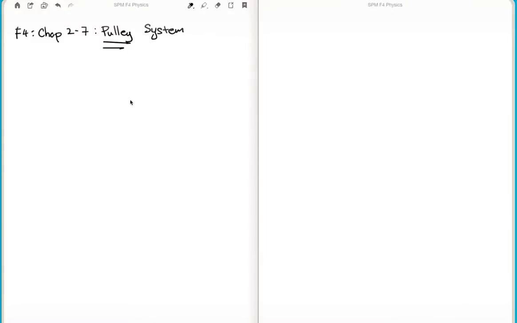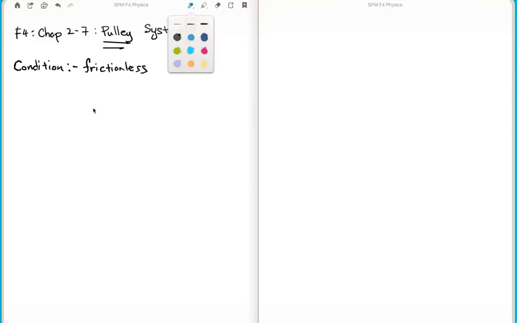In this video I'm going to show you Form 4 Physics Chapter 2 Part 7, Pulley System. This video is similar to what you will learn in your textbook or reference. To start out, the first assumption you must have about pulley systems for SPM is that the pulley has to be frictionless. There's no friction, and the tension in the rope is the same along the rope.